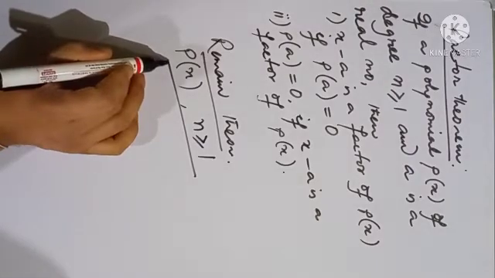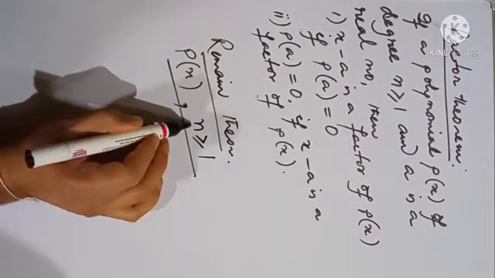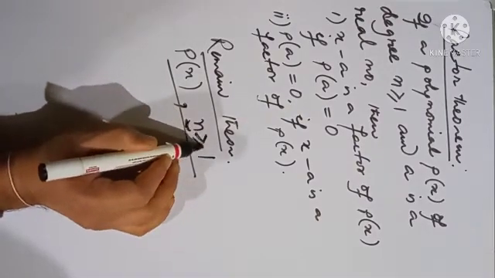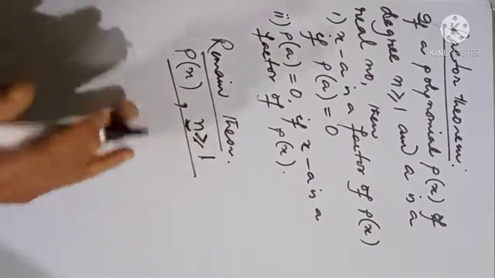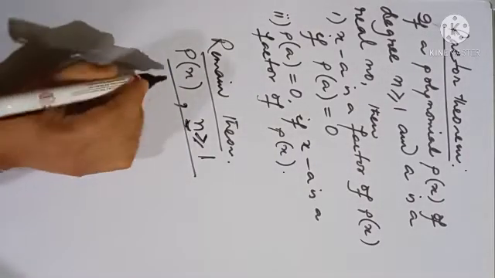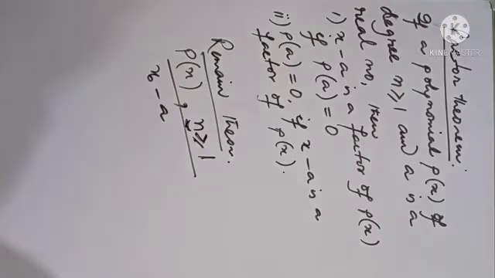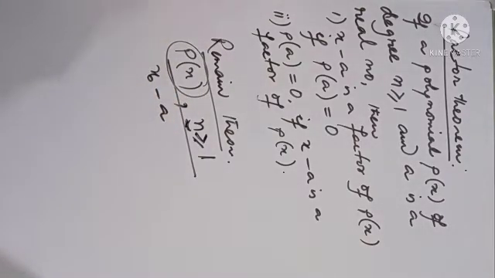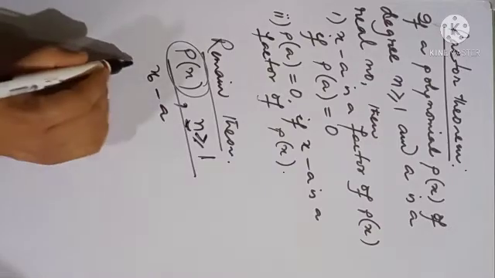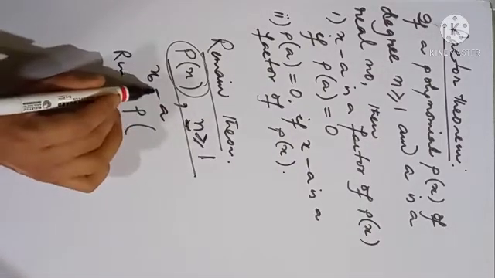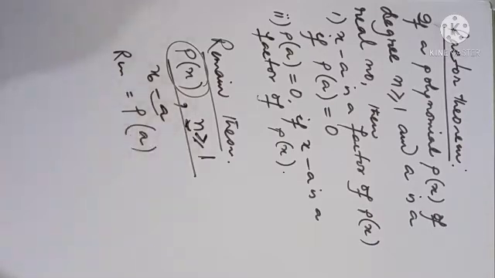There is a polynomial p of x and the degree is n. This n value can be greater than or equal to 1. It may be 1 or more than 1, it may be 2, it may be 3, like that. When p of x is divided by x minus a, the remainder will be given by p of a, where we take positive a. This is what we learned from the remainder theorem.